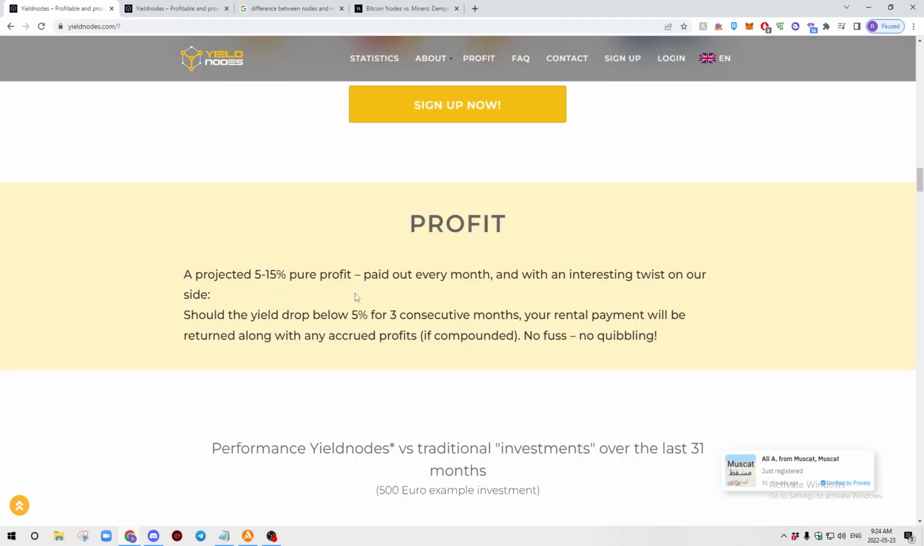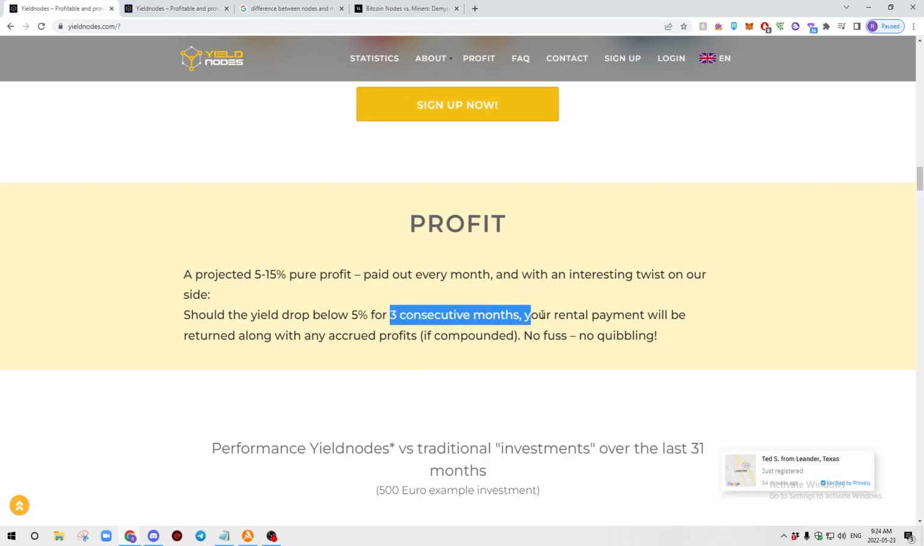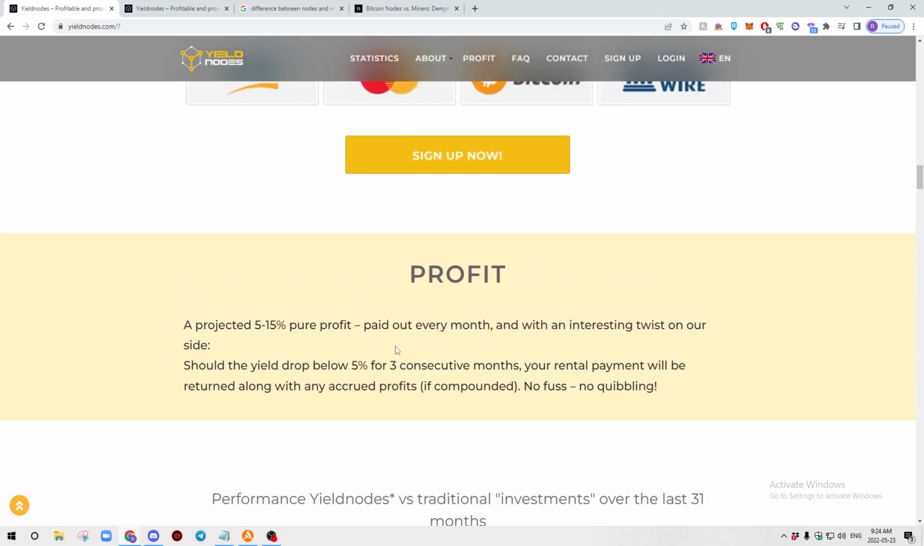So breaking down the profit again, you're able to make 5 to 15%. As you guys seen, the lowest one was about 7%. It's paid out every month. And if yield drops below 5% for 3 consecutive months, they actually return your money, right? So this is why I'm saying this is an amazing investment for you guys to actually get into. There is almost no loss. This is one of the safest things here.